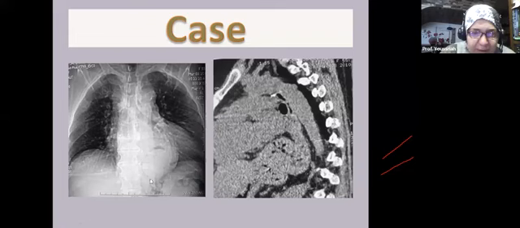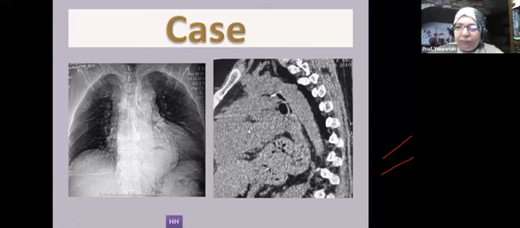You have seen this a lot, the hiatus hernia behind the heart. In the sagittal image, you can see the large defect in the diaphragm with the stomach sliding upward.